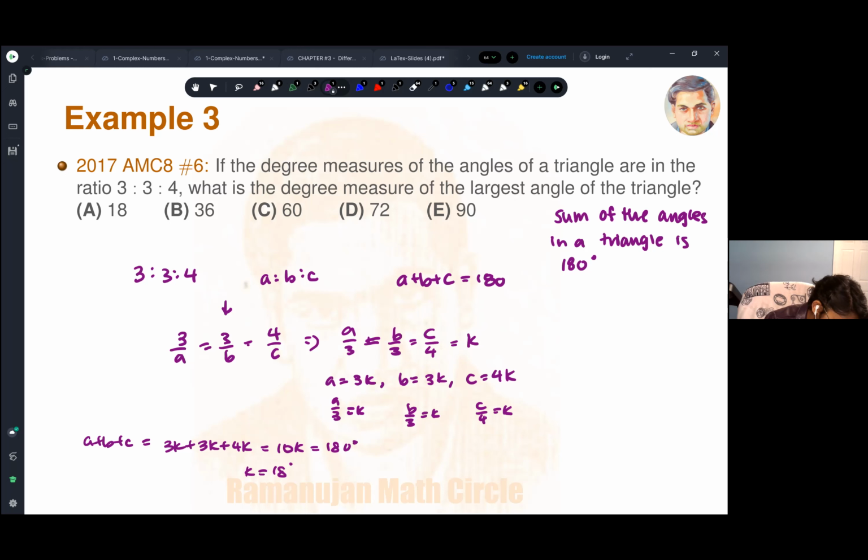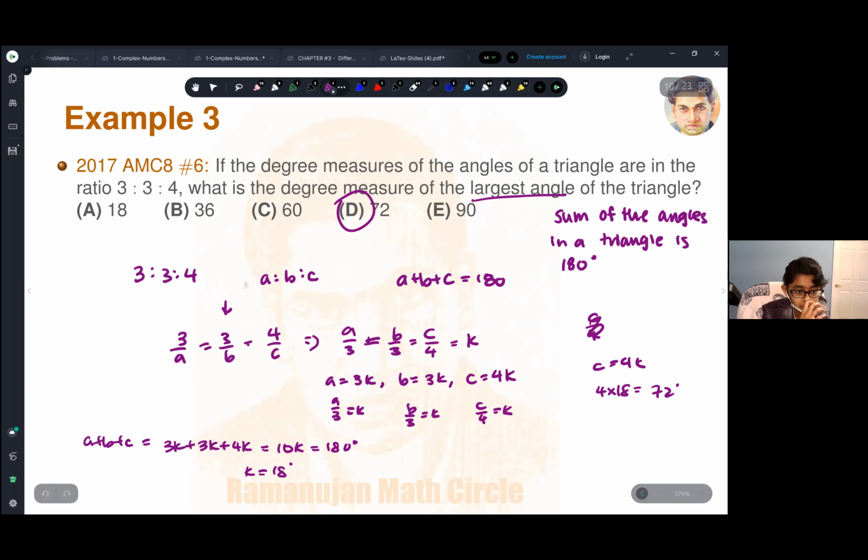So now they're asking for the degree of the largest angle of the triangle. And the largest angle will be C, because C over 4. So C is equal to 4K. The other two are 3K. So we're just going to do 4 times 18, which is equal to 72 degrees. So that's our answer. So here we used proportions, and what we did is we just did the corresponding ratios, and we got our information.